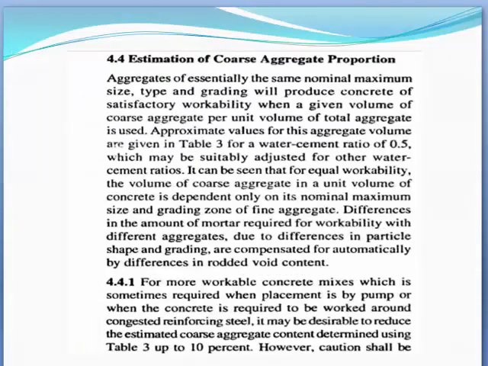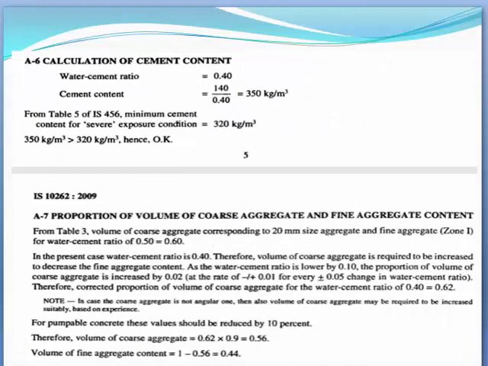As per our calculation, the cement content we have derived is 350 kg per meter cube. So for severe condition, the content is 320, hence 350 is greater than 320, hence the content which we have derived is okay. So we will go ahead with the cement content equal to 350 kg per meter cube.